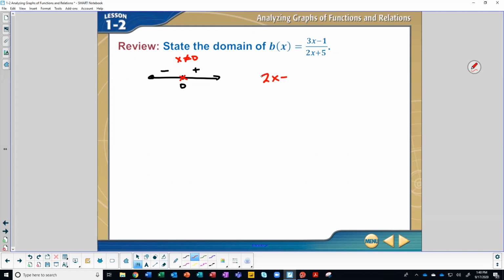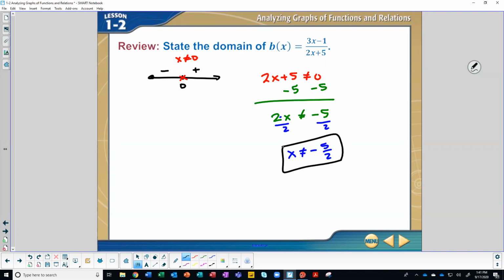So I'll say the 2x plus 5 cannot equal 0. And I do my algebra 1. Algebra 1 says to solve for x, I first subtract 5. When you're solving for a variable, you do the opposite of PEMDAS. So instead of starting with parentheses, exponents, all that, I start with the easiest, the subtraction. I get 2x does not equal negative 5. Finally, the opposite of multiplication is division, and so we get our domain: x cannot equal negative 5 halves.